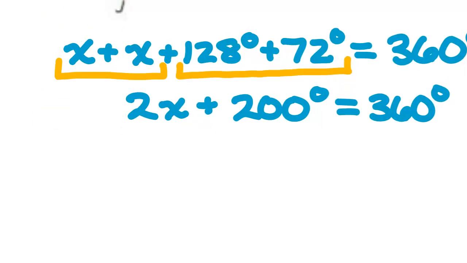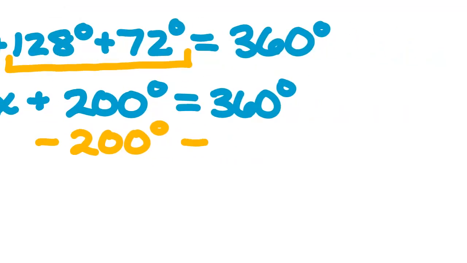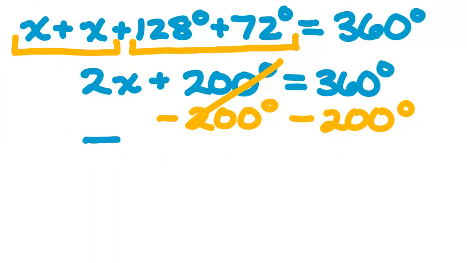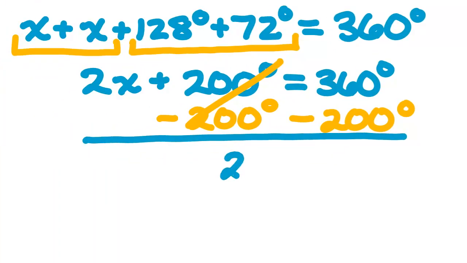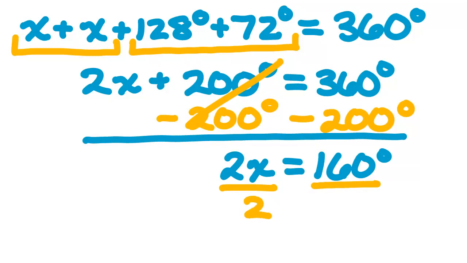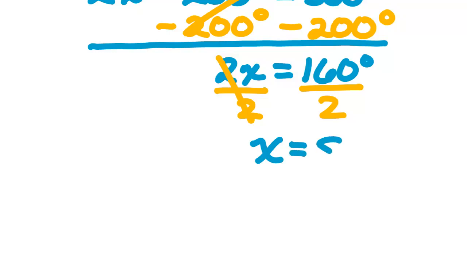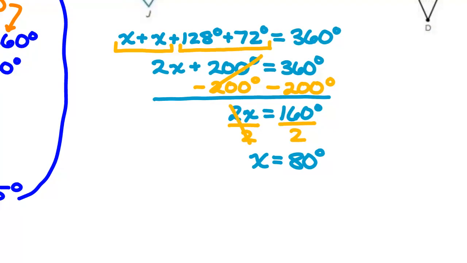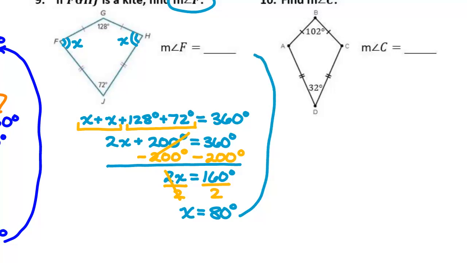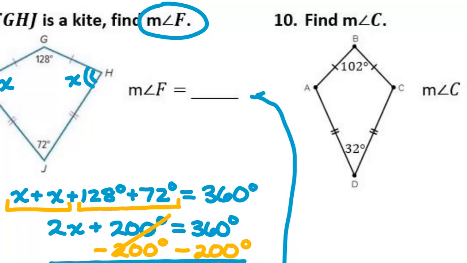Now what? Subtract 200 from both sides. What is 360 minus 200? 160. So 2x is 160 degrees. And then I divide both sides by 2. What is 160 divided by 2? 80. So x is 80 degrees. And we had x representing the measurement of angle F. So this would be 80 degrees.